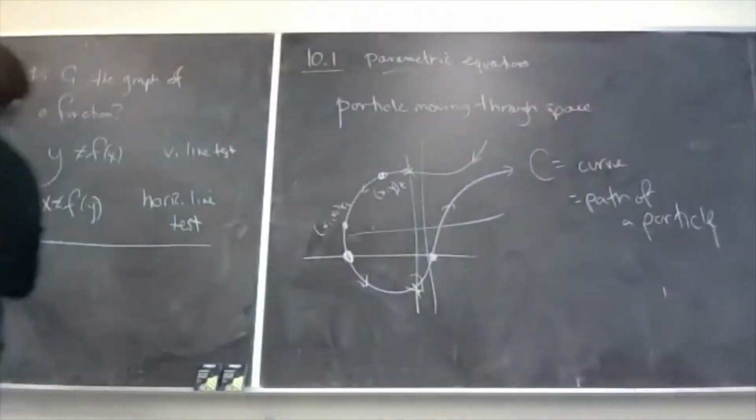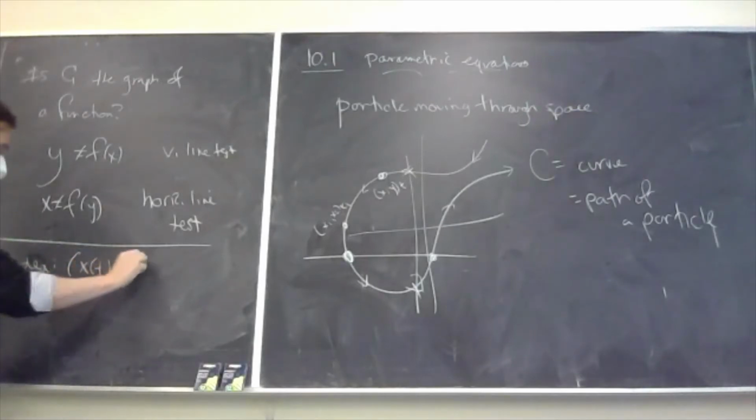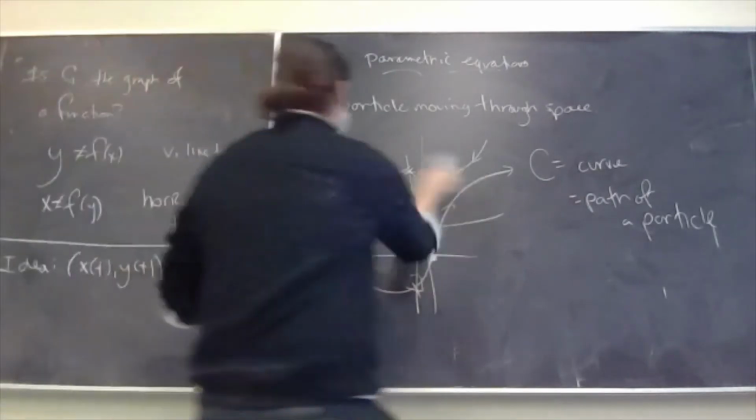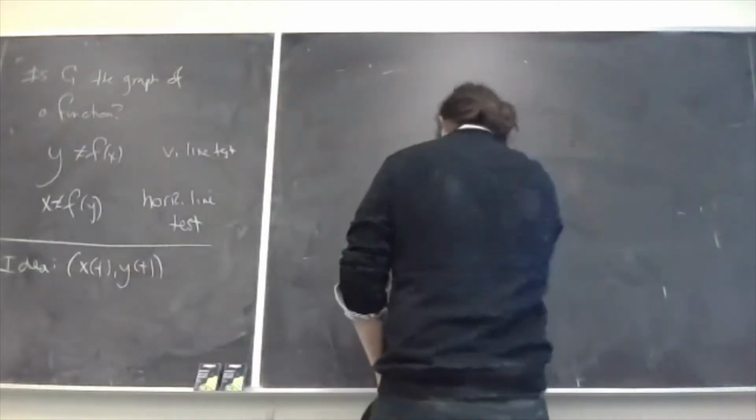So the idea is that we think of x of t, y of t. We think of the coordinates as functions of time instead. I'll put this up higher on the board. I'm sorry, I'm not used to this full room.